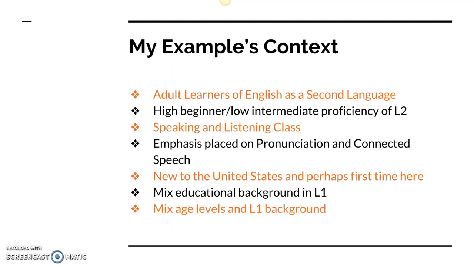So my example's context is regarding adult learners of English as a second language. These students have a high beginner, low intermediate proficiency of English, which is considered their L2 or second language. This class specifically that I thought of is a speaking and listening class, which places an emphasis on pronunciation and connected speech. My students are fairly new to the United States, meaning they just arrived in Tampa to study, or they have visited the United States before and this is just new to them as school.